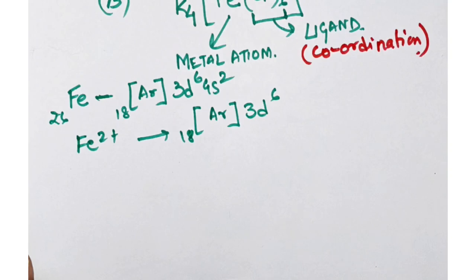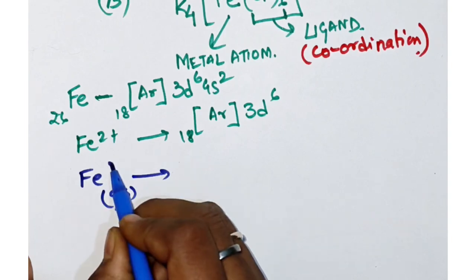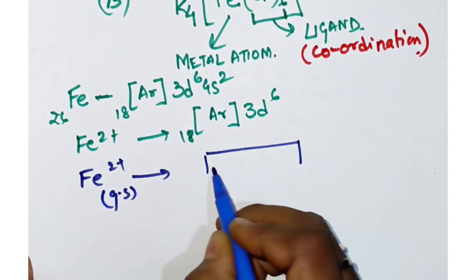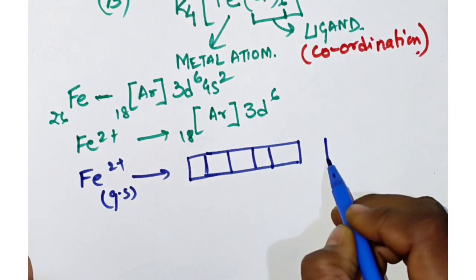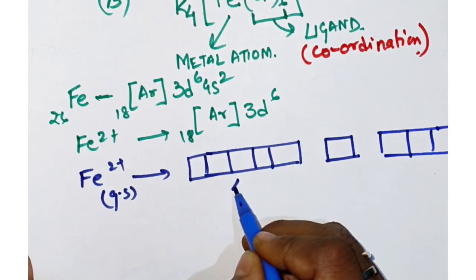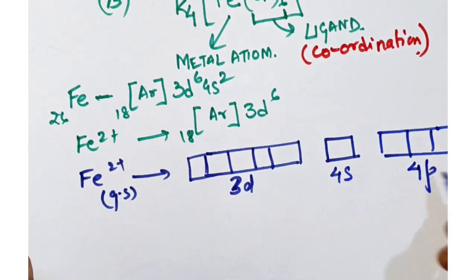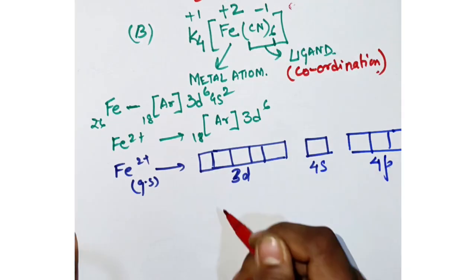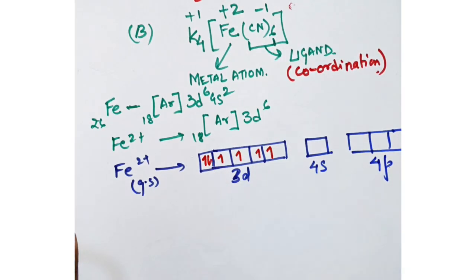Now we will draw the hybridized orbitals in this form, for iron in the 2+ state. This is the d subshell. We will draw the energy level diagram: this is 3d, this is 4s, and this is 4p. Electrons left are 1, 2, 3, 4, 5, and 6. Now, what is our compound?